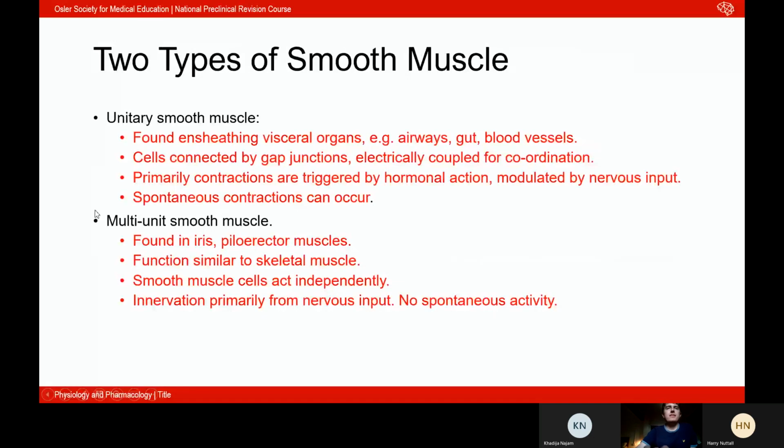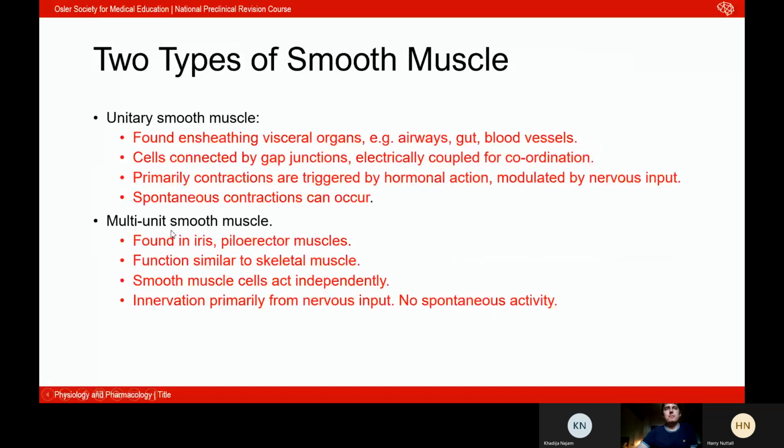And we can see spontaneous contractions, which gives it some similarity to cardiac muscle, where we get these contractions generated from the sinoatrial node, not based on input from elsewhere. In smooth muscle, we can have pacemaker centers, and we can see spontaneous contractions.